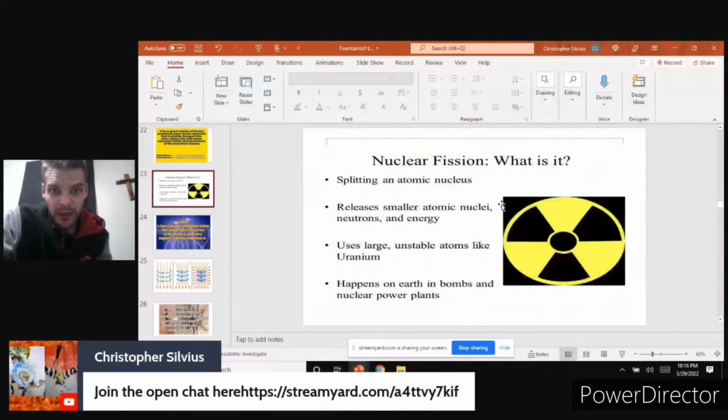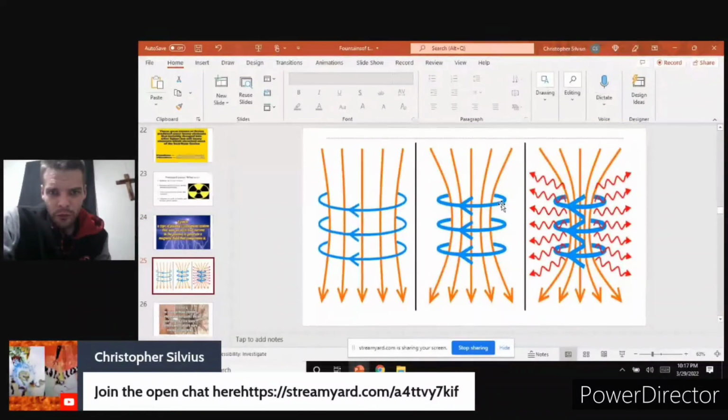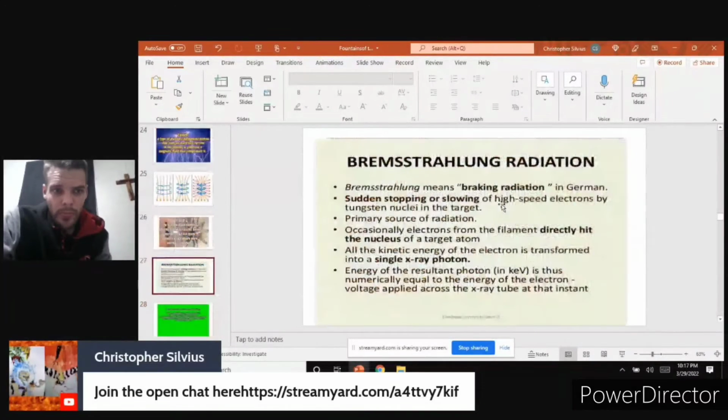Nuclear fission is splitting an atomic nucleus. This is the basic principle behind most of the nuclear reactors today. A Z-pinch is a type of plasma confinement system that uses an electric current in the plasma to generate a magnetic field that compresses it. So you get like a lightning bolt, which is superheated gas, several of them, and squeeze them together by a magnetic field. It's a Z-pinch, and it creates a huge level of electricity and voltage.